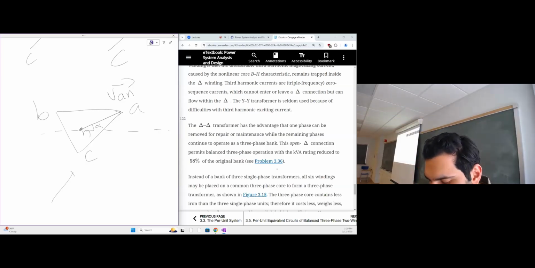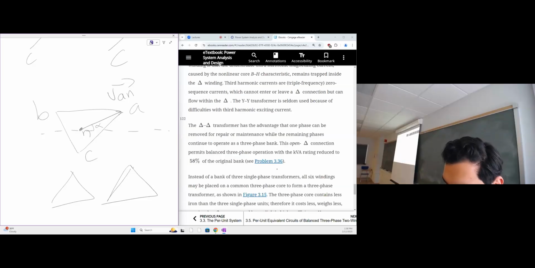If I had this delta-delta connectivity, and I had some problem and I opened this phase, it was open. The rest of the connections will be still working, but at a reduced power, which will be like 58% of the original one. We'll prove that later in some problem. This is very interesting about delta. And the Y, usually, if you miss a connection, you're done.